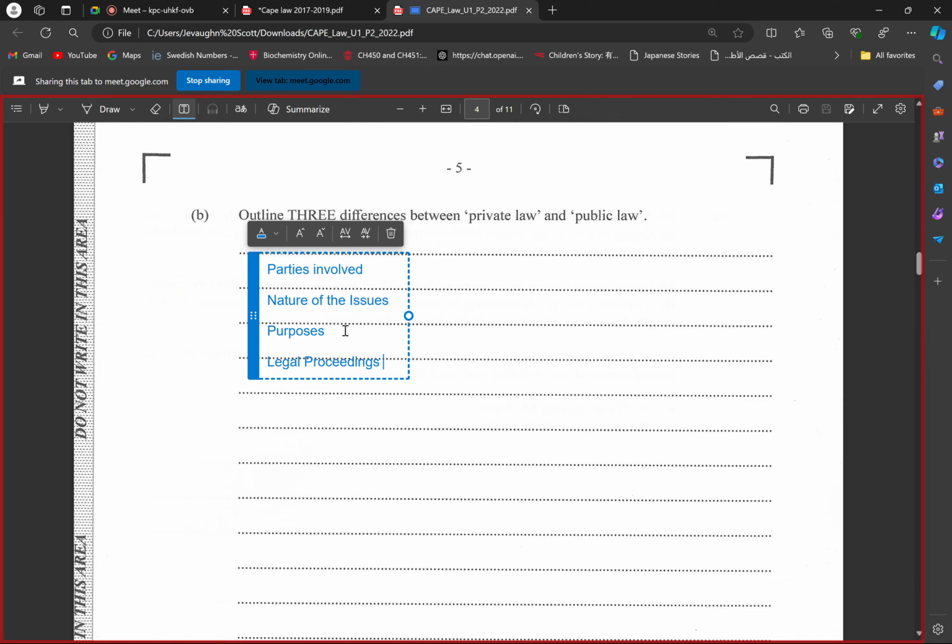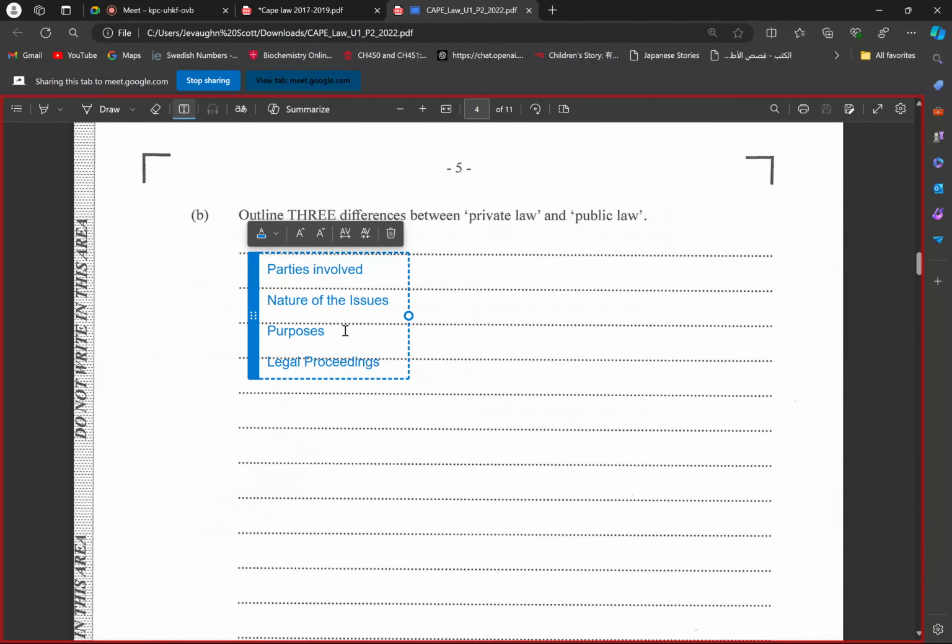Legal proceedings are also different between them, right? Because in public law, it's often initiated by the state. It's not only, but often initiated by the state or government authority to enforce laws or prosecute offenses. But if we look at private law, the legal proceeding is often initiated by private individuals who are seeking redress for grievances or the enforcement of rights.